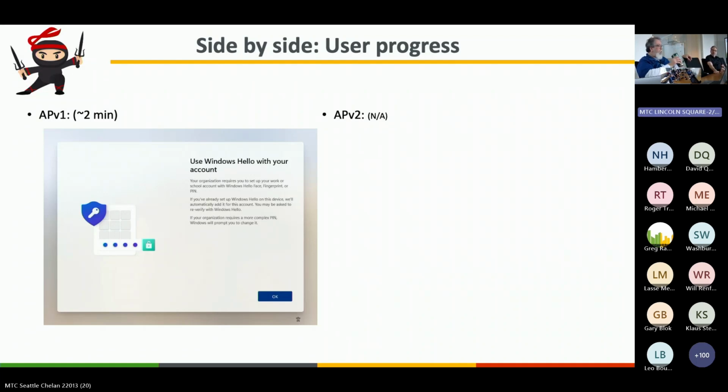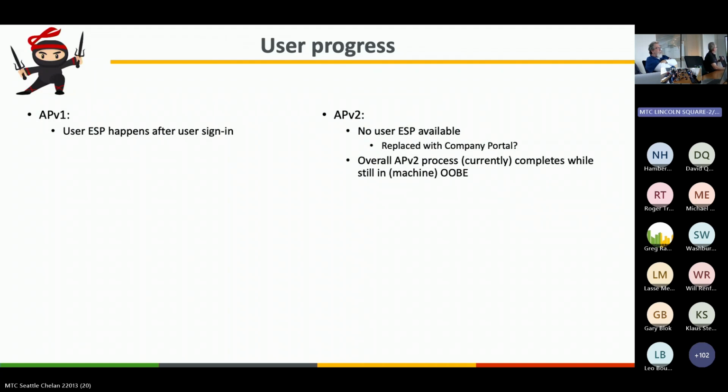They've shown that publicly in videos. I've not ever seen a live demo of that. I'm not 100% convinced that it was real in the video. I think the code was still being written, but at some point, that's the intent. You log in, company portal launches, company portal tracks the rest of the progress. So Autopilot V1 has ESP, user ESP. Autopilot V2, no user ESP, company portal should take its place. Autopilot V2 actually completed in machine UBI.